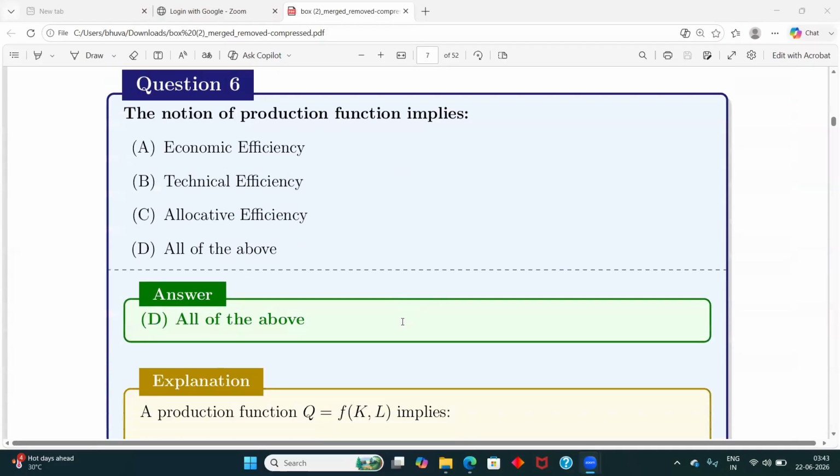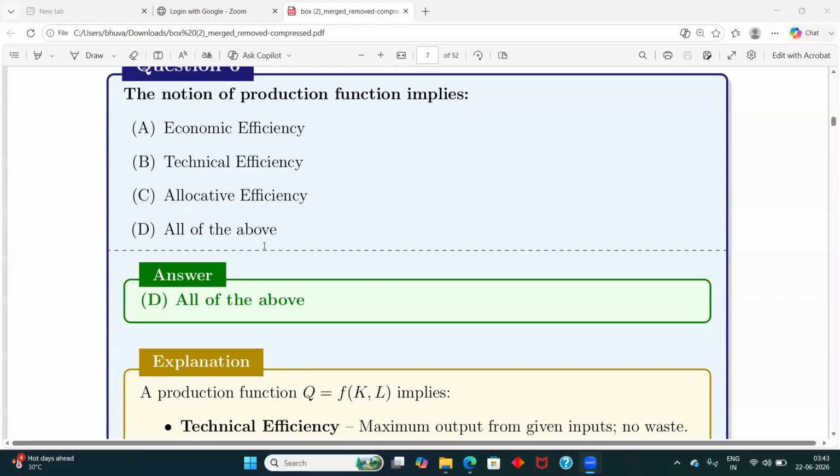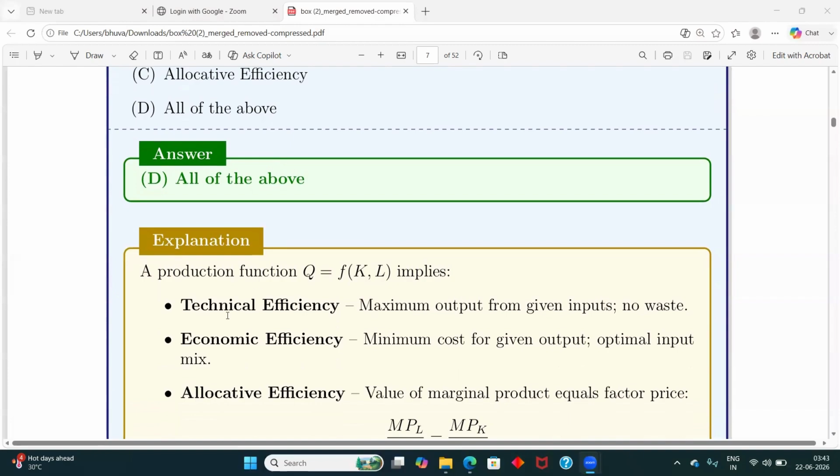Question number 6. The notion of production function implies: economic efficiency, technical efficiency, allocative efficiency, and all of the above. When we use a production function, like a function of capital and labor, technical efficiency is talking about the maximum output from given inputs.